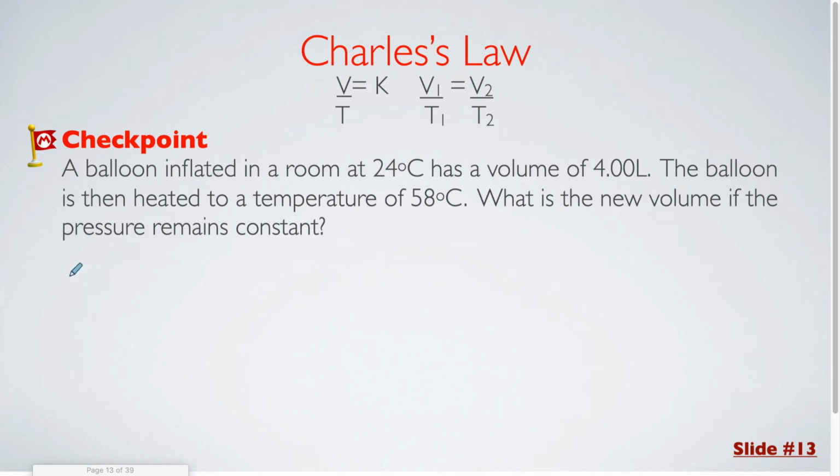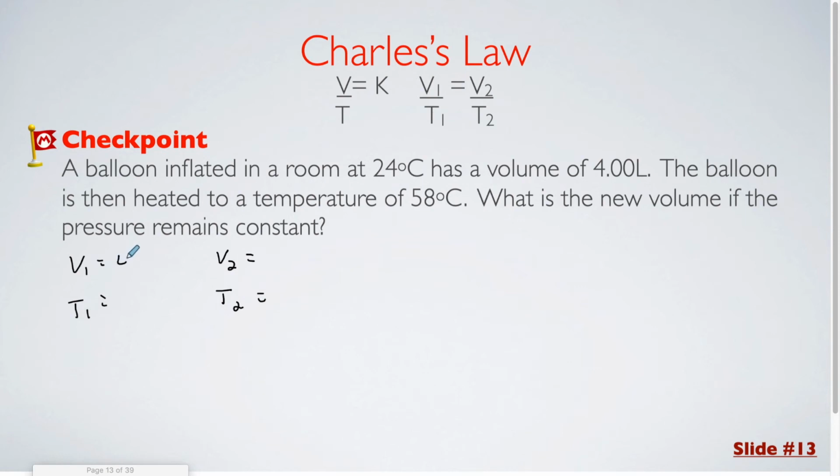All right, for our first checkpoint question, a balloon is inflated in a room at 24 degrees Celsius and has a volume of 4.00 liters. The balloon is then heated to a temperature of 58 degrees Celsius. What is the new volume if the pressure remains constant? So I'm going to write out each of my variables. This time I have volume 1 and temperature 1, and then I have volume 2 and temperature 2.